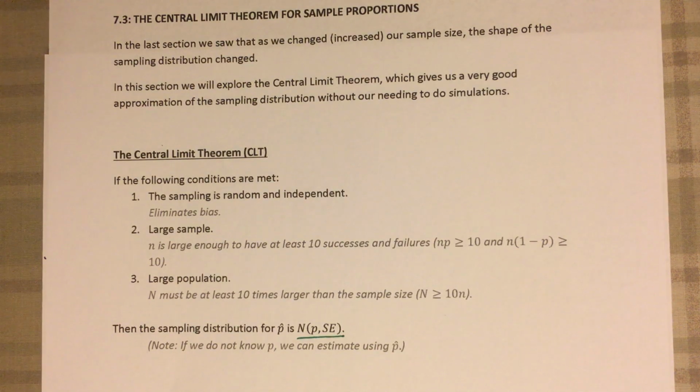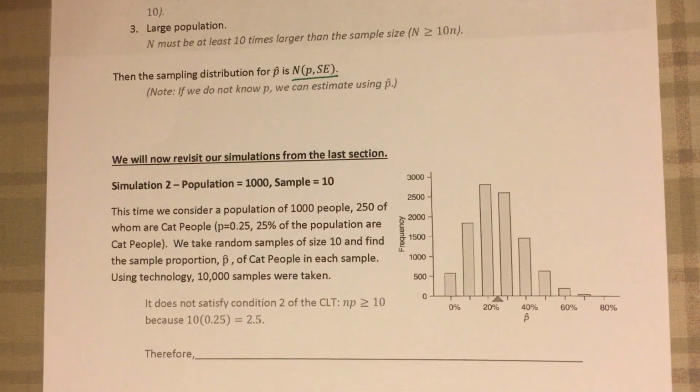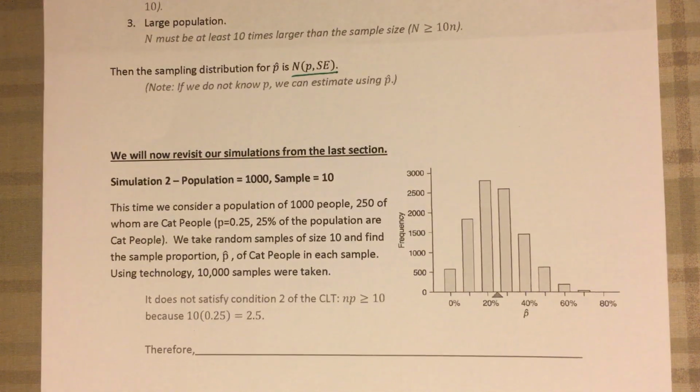So if all three of these conditions hold, then our sampling distribution that we're looking at can be considered to be a normal distribution. And if we have a normal distribution, then we can go from there and we can answer some other types of questions.